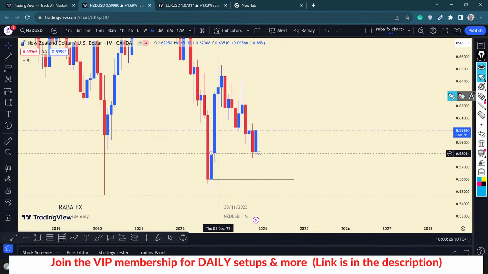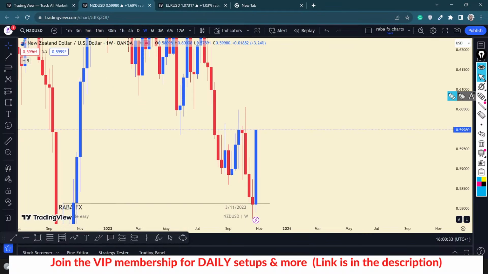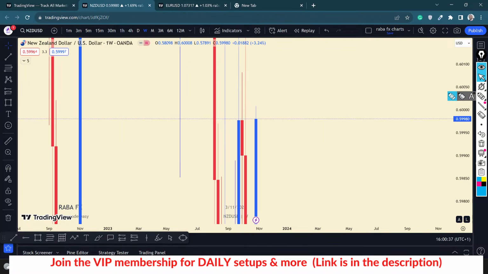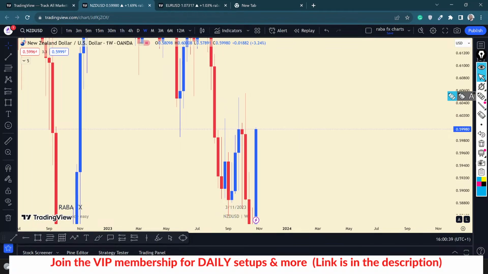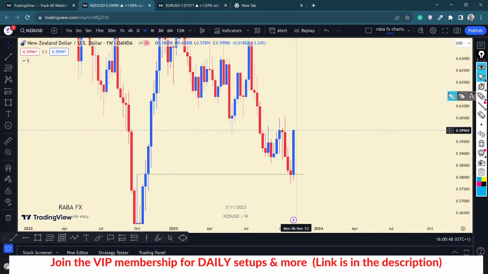We rejected off this level. Okay, so I just have to check something there. The monthly is bullish, but this non-farm payroll really made the candle very big. So obviously we cannot jump in here.